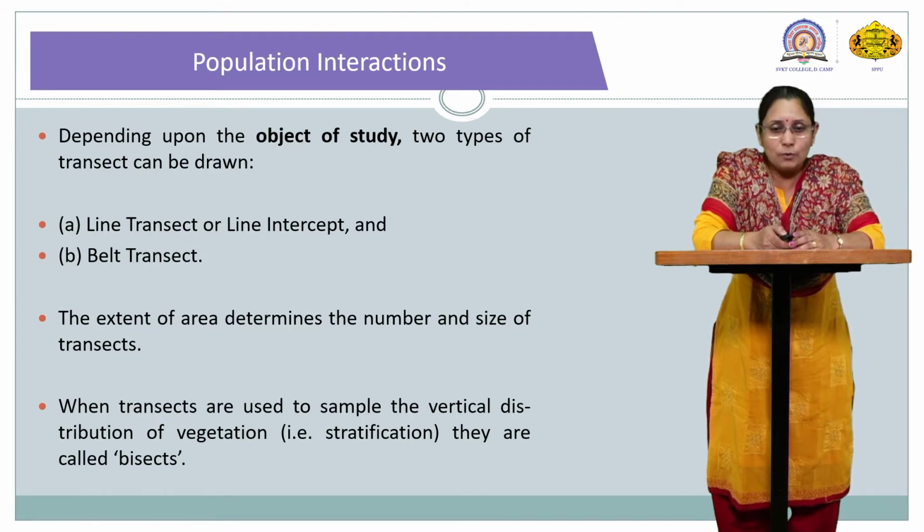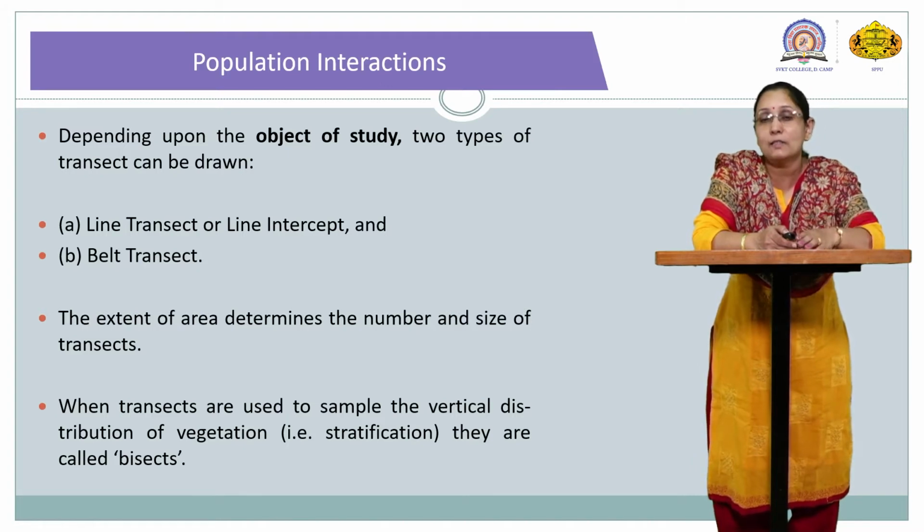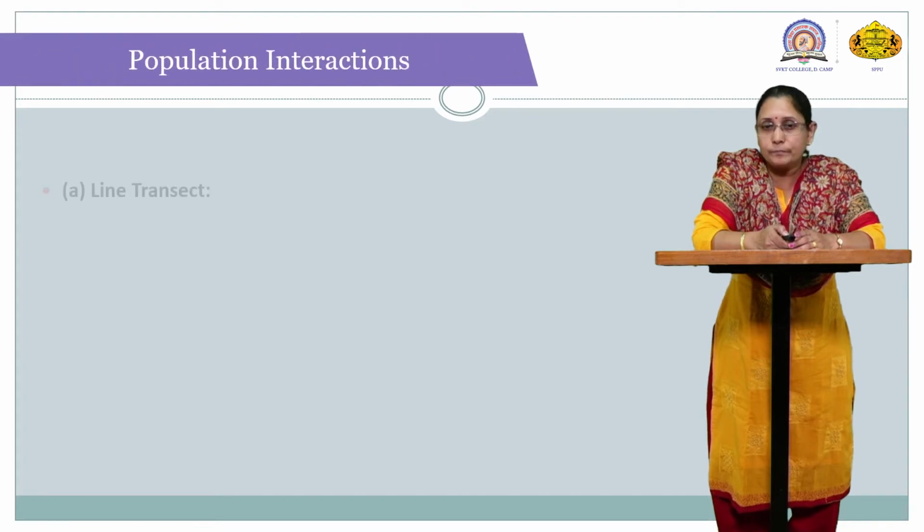When transects are used to sample the vertical distribution of vegetation, that is stratification, they are called bisects. So here is one important term which we are going to learn, the bisect method. What is meant by bisect? Bisect means when transects are used to sample the vertical distribution of vegetation. So when we analyze the vertical distribution of this particular ecotone, they are called bisects. Whenever we make the transect in a vertical position, it will be known as the bisect method.